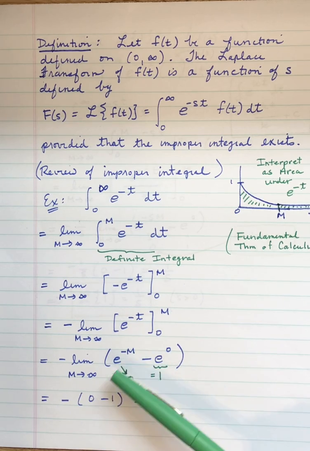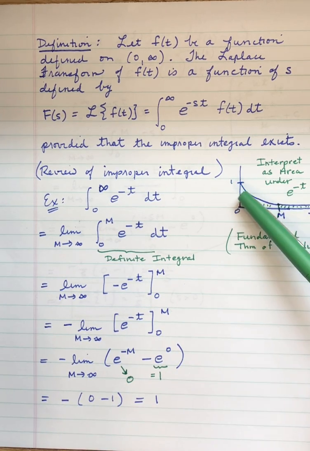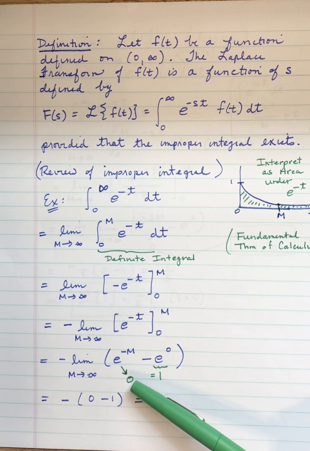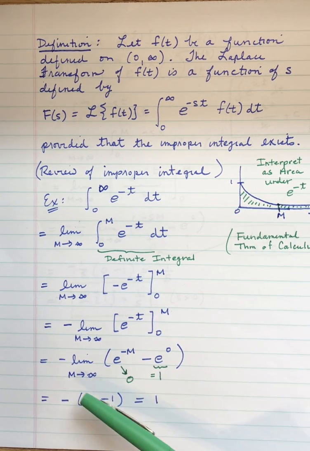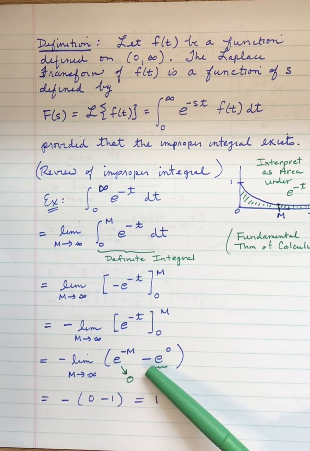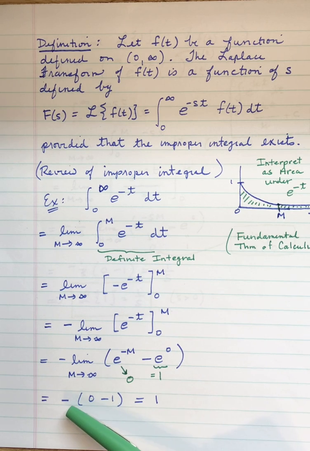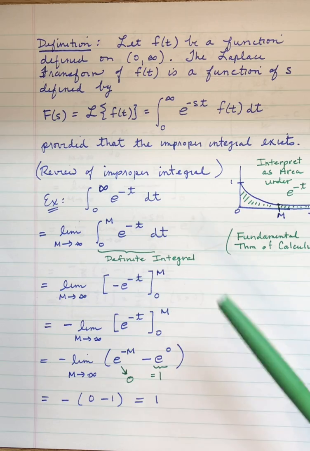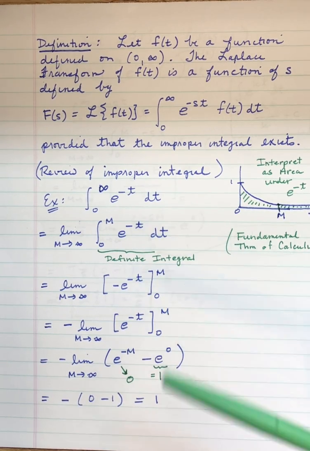Well, it will go to 0, right? The graph of that gets smaller and smaller, the y value. So this approaches 0. So when we take this limit, we have the negative, because the negative sign's out in front. This is 0 minus 1. Multiply -1 times -1, we get 1. So the value of this improper integral is 1.